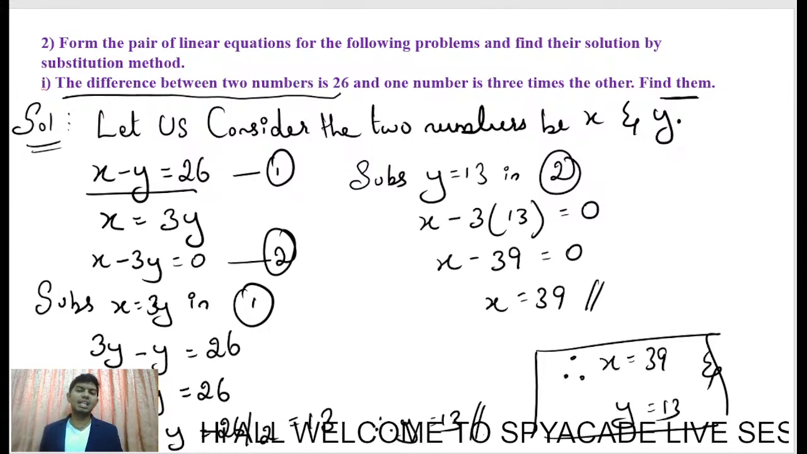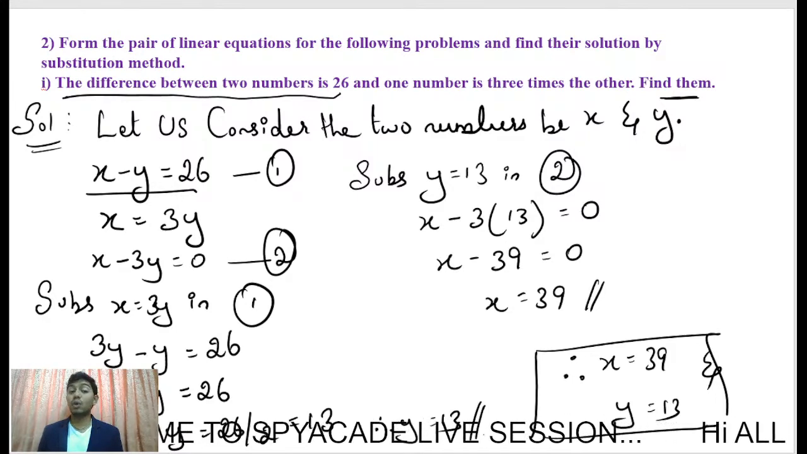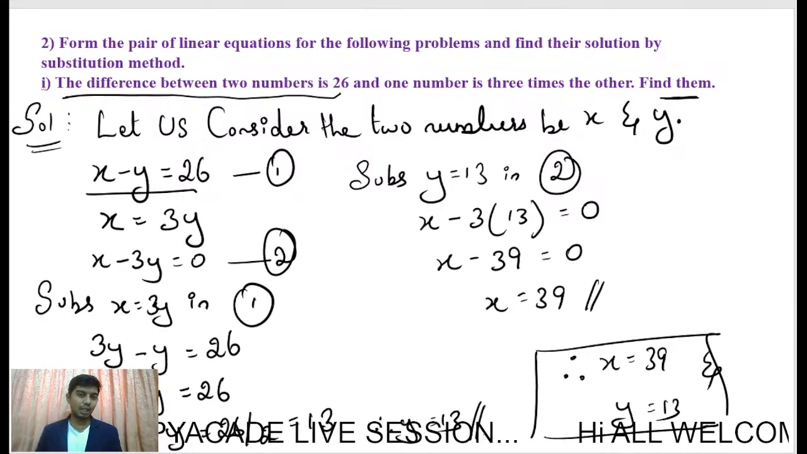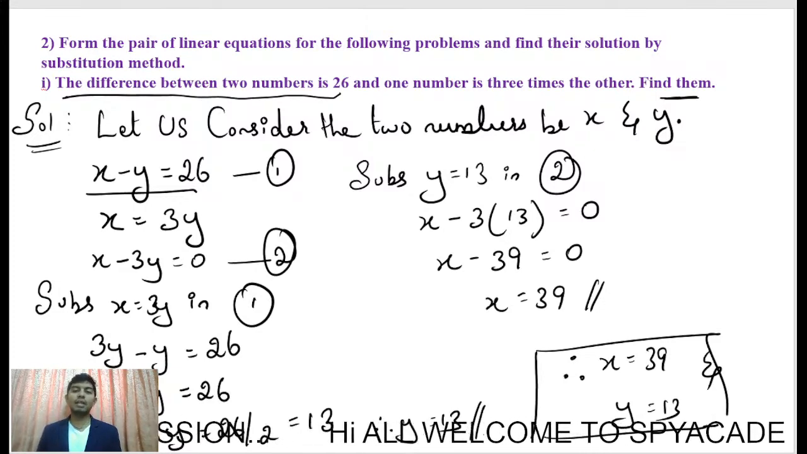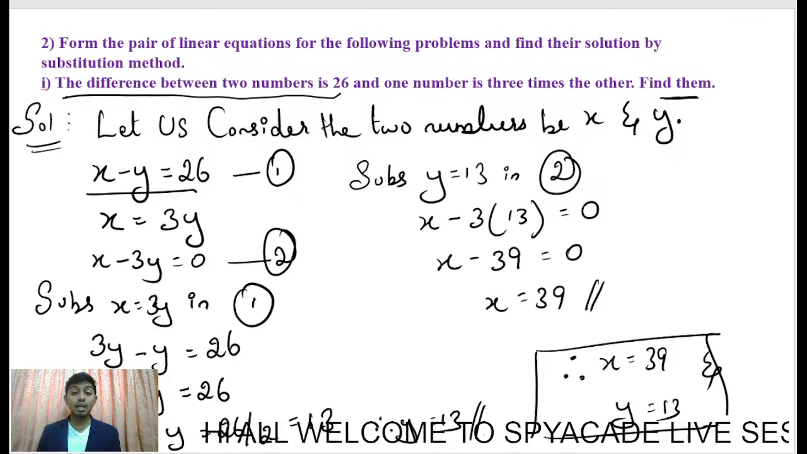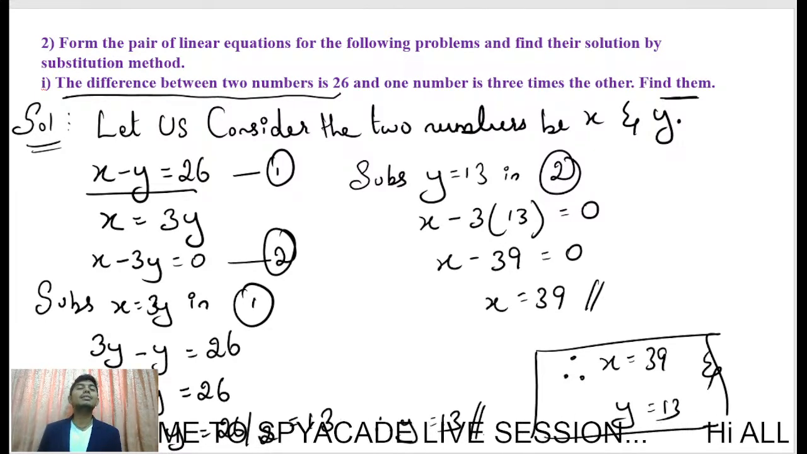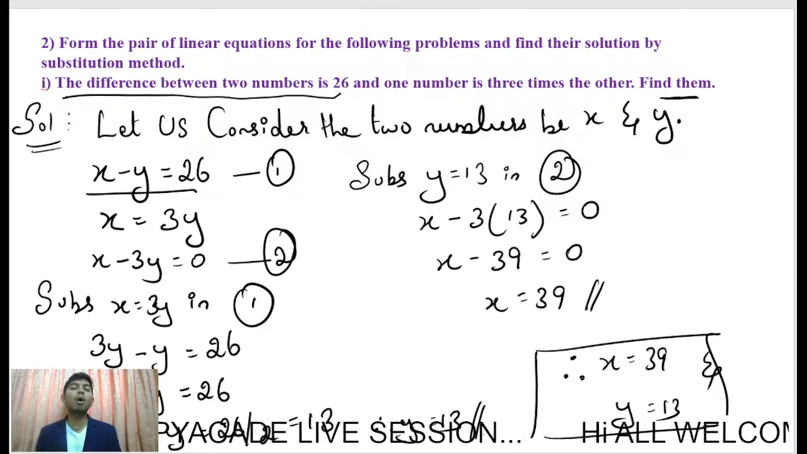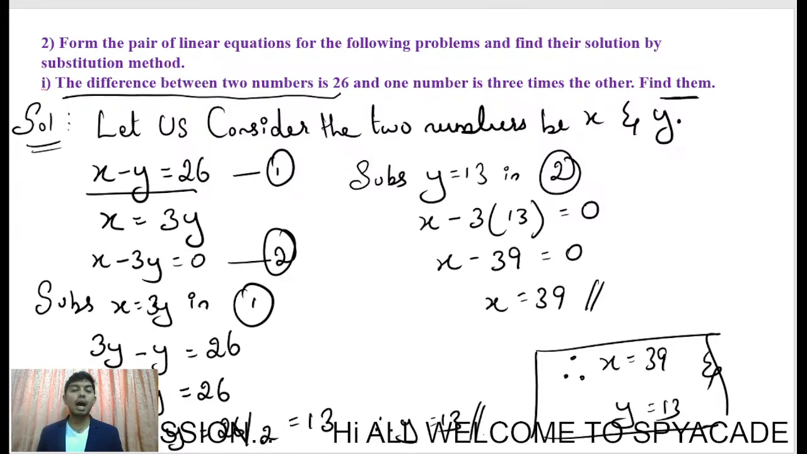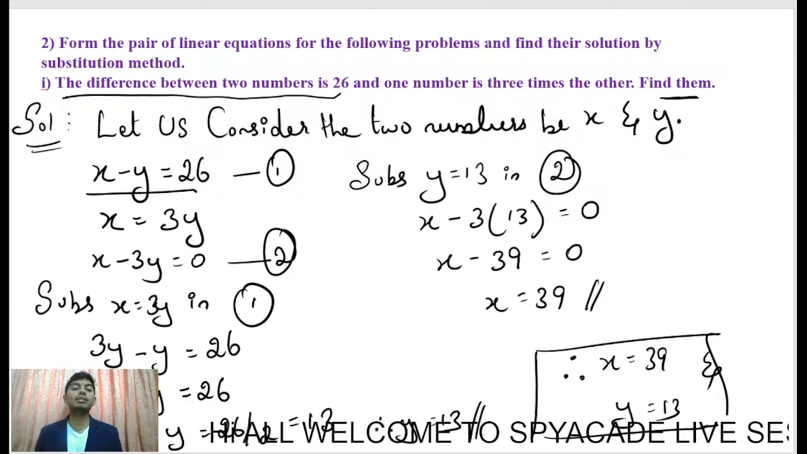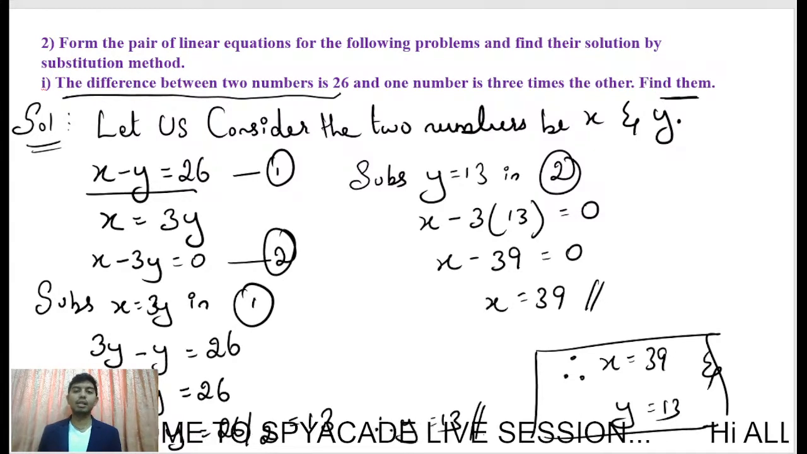You should not generally give the answer as x and y, because they have not asked you to find the value of x and y. In a question, if they have asked you to find the value of x and y, then you can write therefore x is equal to or y is equal to. But here they have asked you to find those two numbers. So it's highly appreciated if you give a proper conclusion. Therefore the numbers are 13 and 39. Like that you have to give a proper conclusion. Is it clear for everyone?